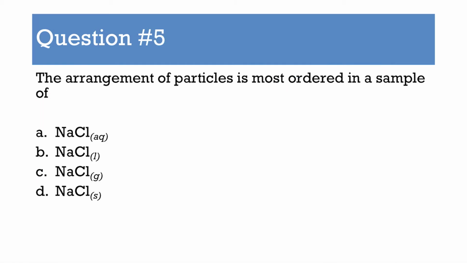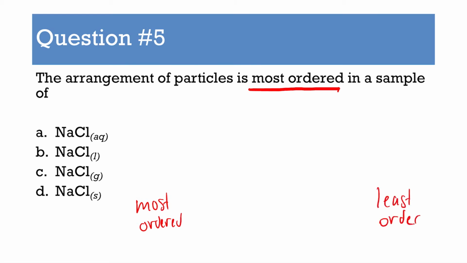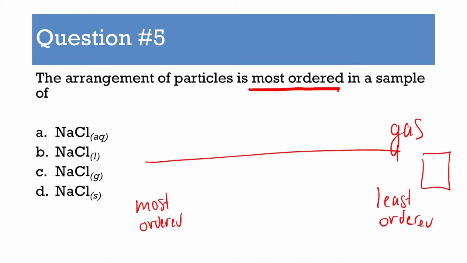Number 5 says the arrangement of particles is most ordered in a sample of. So most ordered and least ordered, we're thinking about phases of matter. So a gas, remember, is the least ordered thing. If we draw a particle diagram of a gas, they're just randomly spread out.